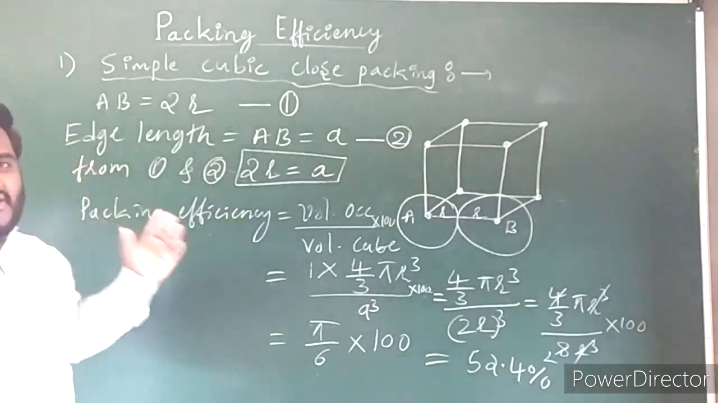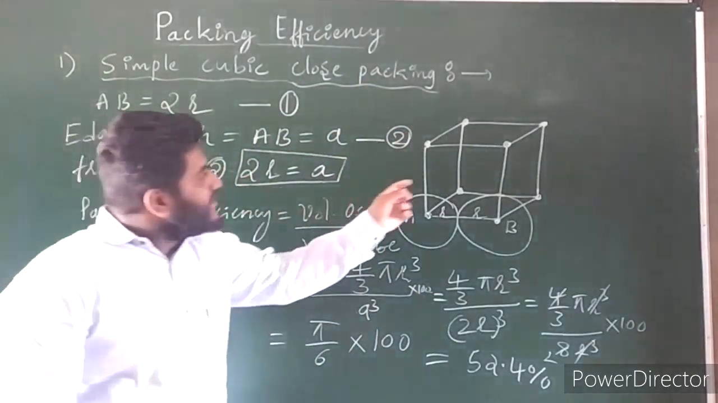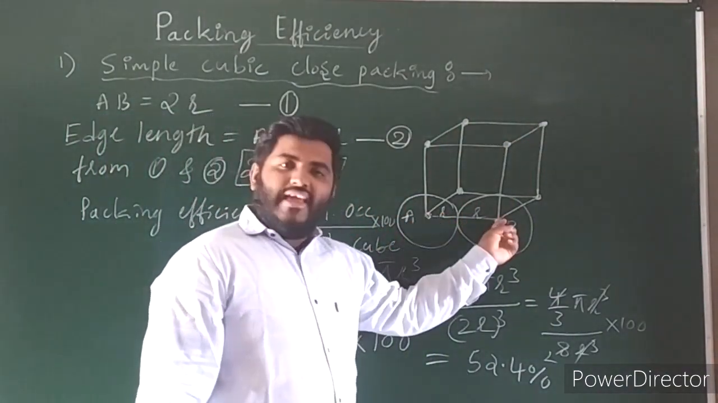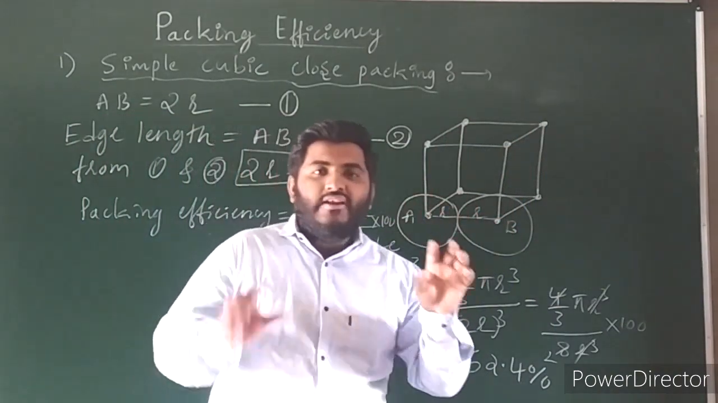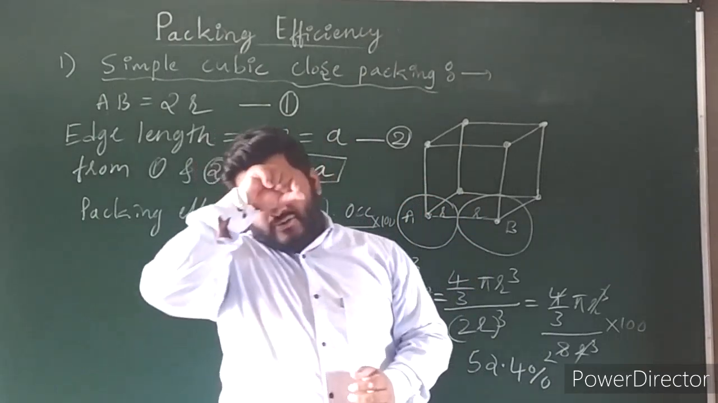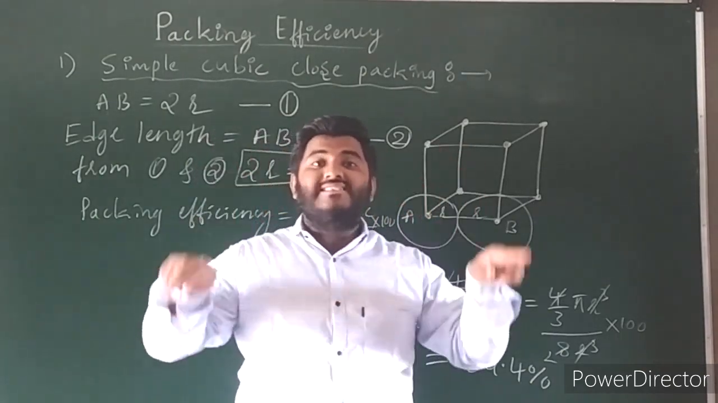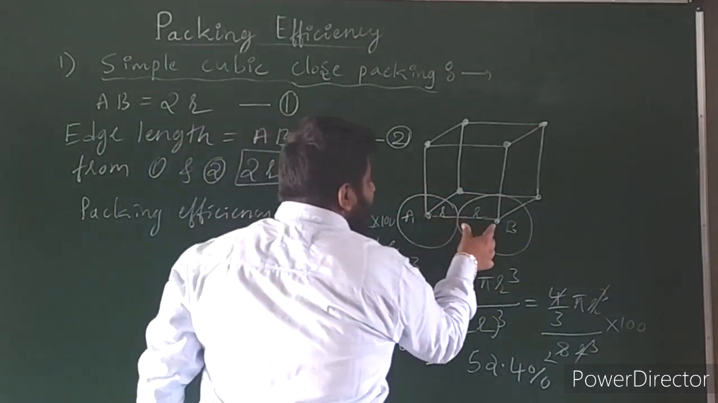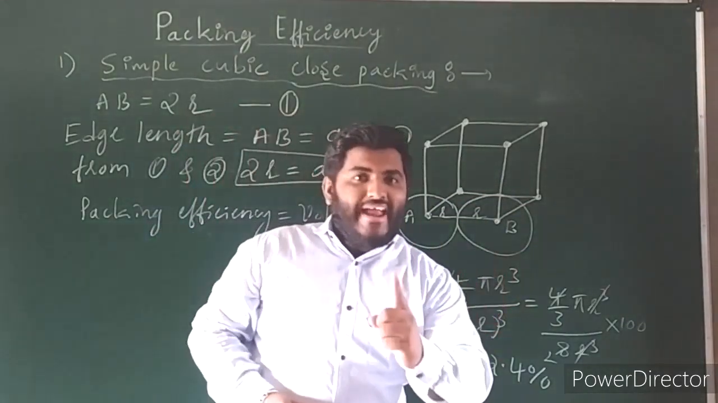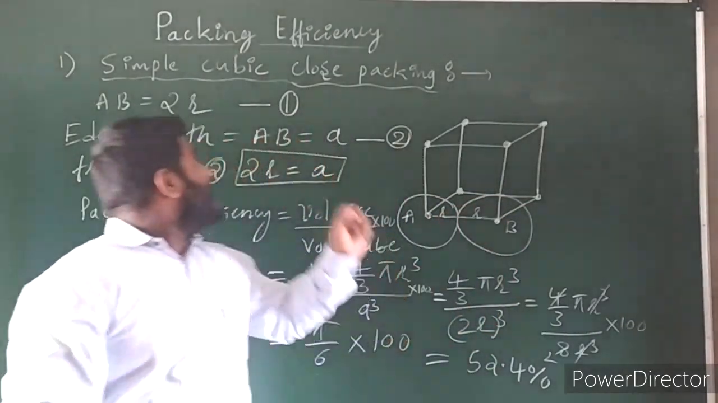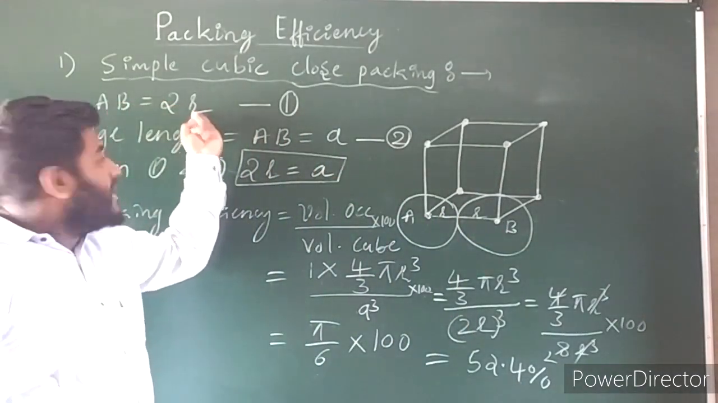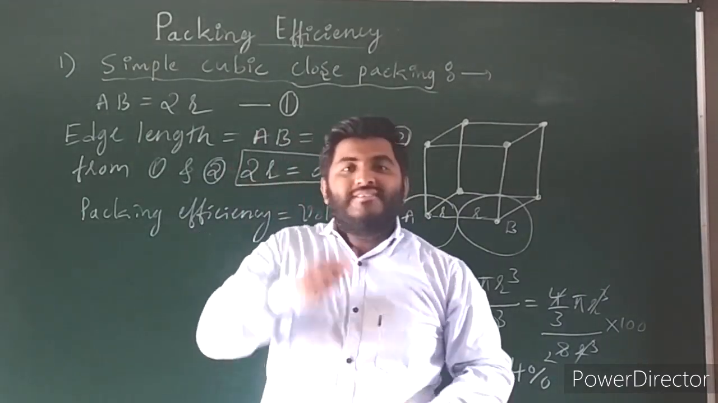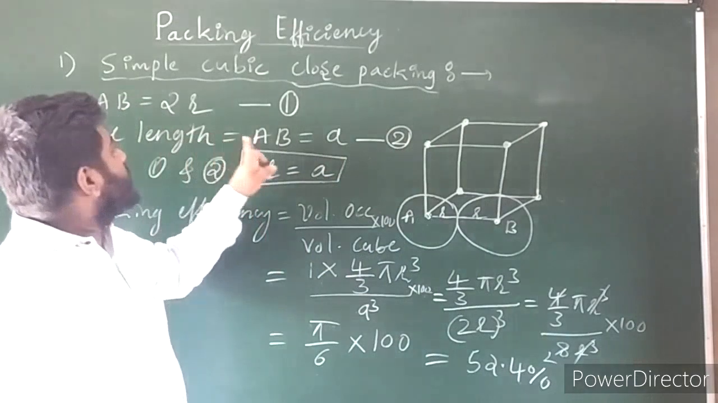See here what we did. I will recall it. First we have taken a simple cubic close packing structure. We know in a simple cube, in one edge there are two atoms in contact with each other. Whenever we want to calculate packing efficiency, consider atoms as spheres. So two spheres are in contact with each other. One sphere has radius r, another sphere has radius r. So one edge length will be 2r. Yes, edge length AB is equal to 2r. Then the edge length of any cube, as we discussed in the earlier class, is small a. That is denoted by edge length AB equal to a.